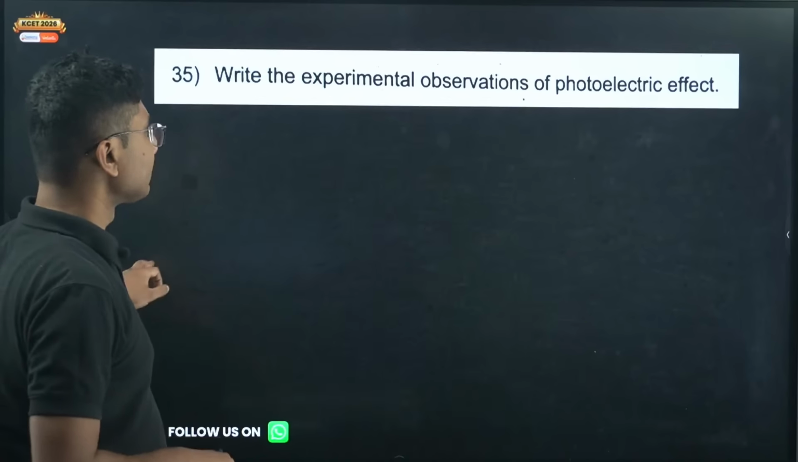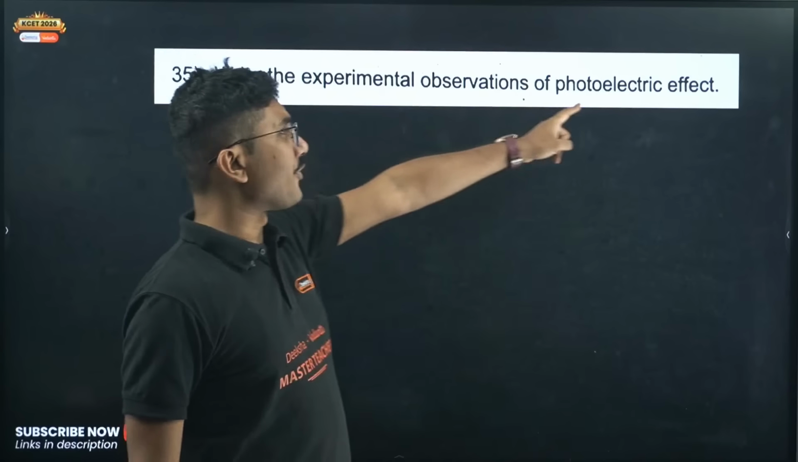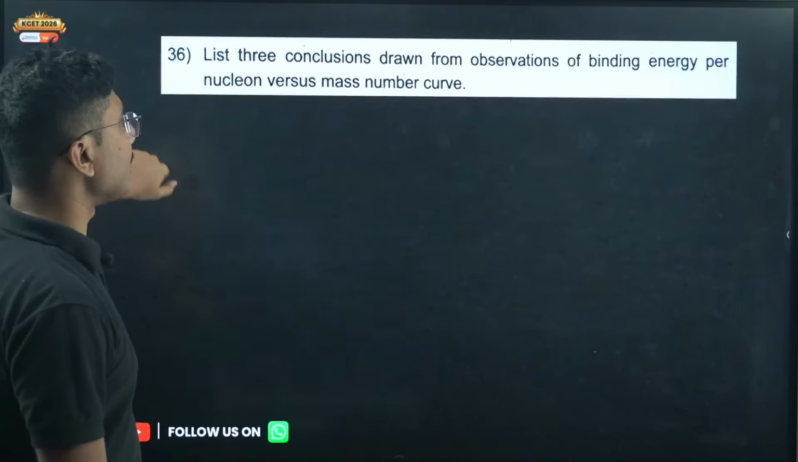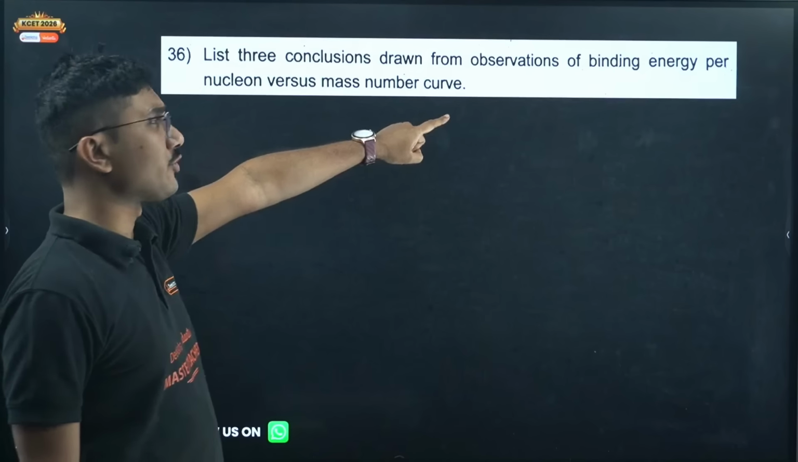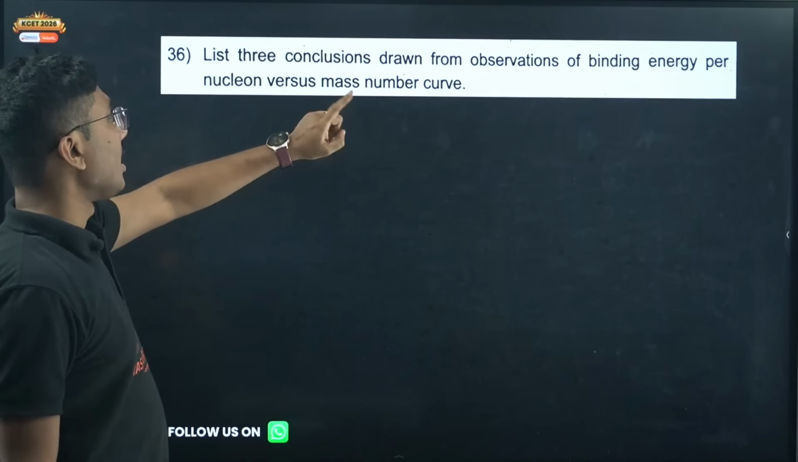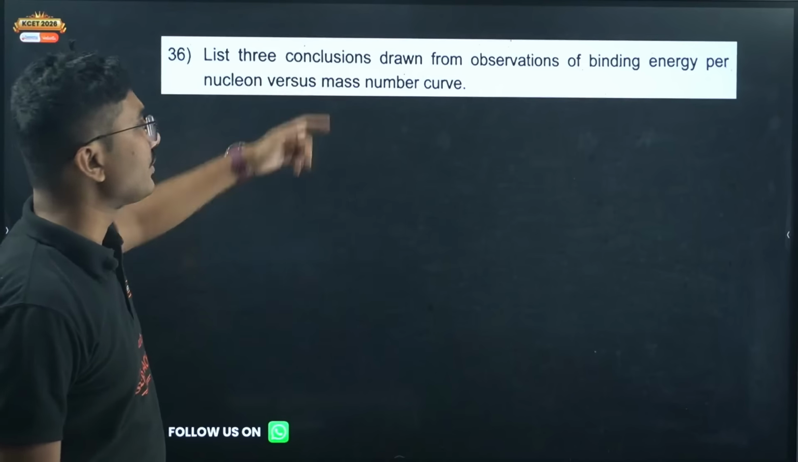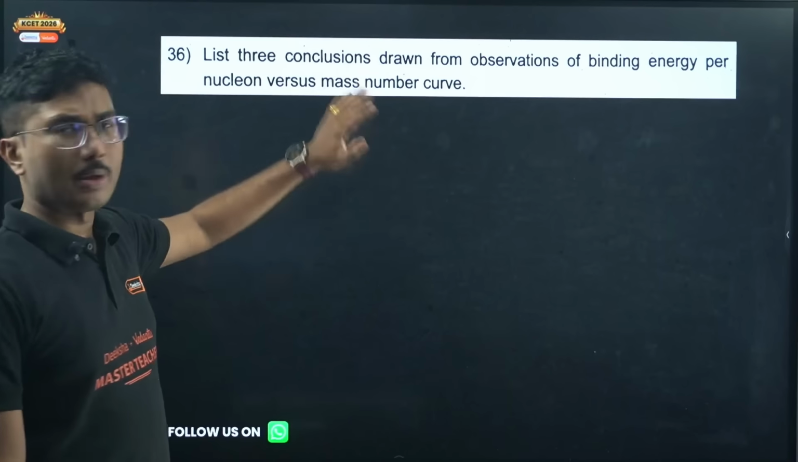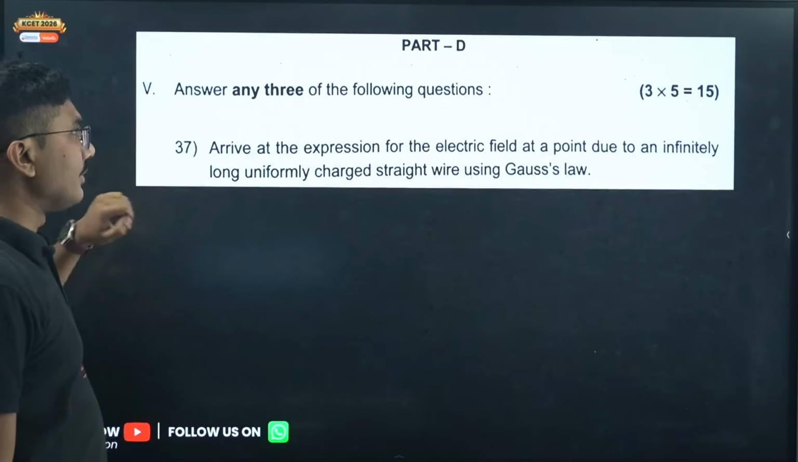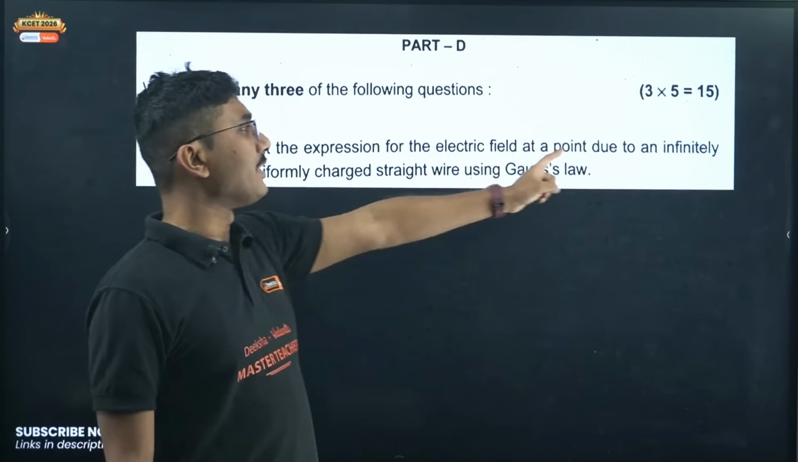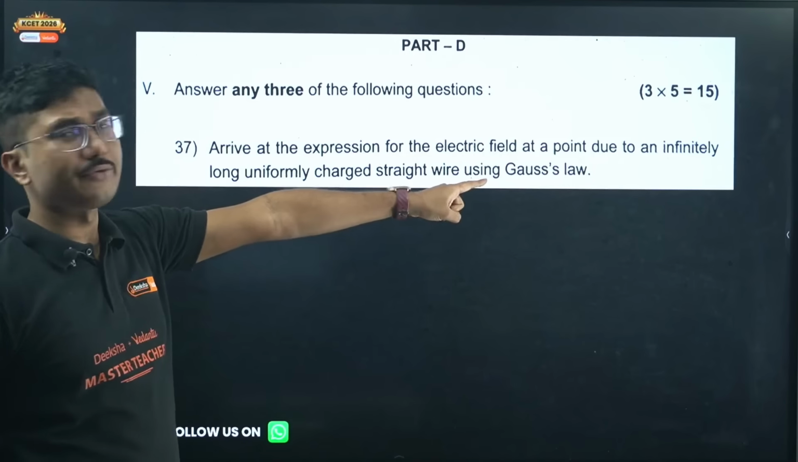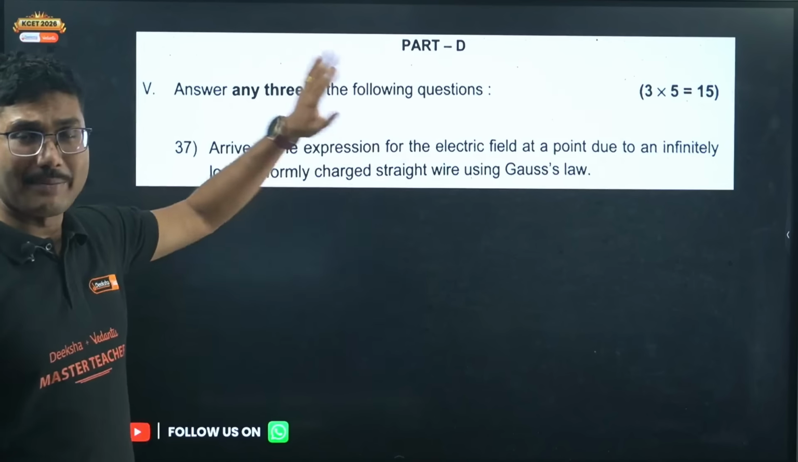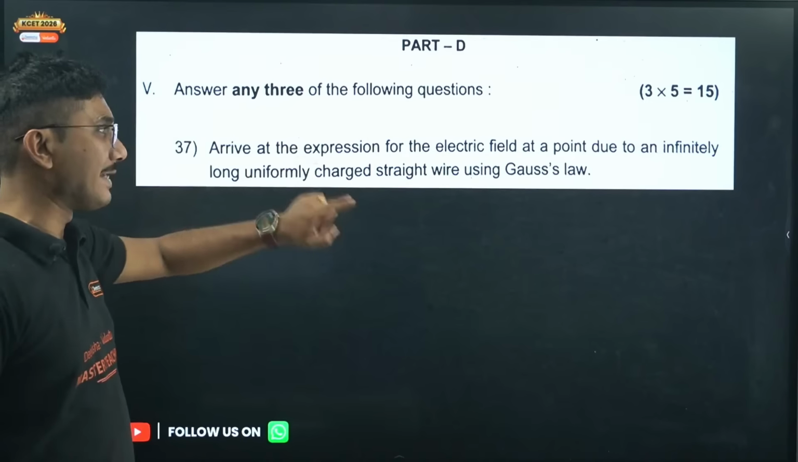Let's see. Write the experimental observation of photoelectric effect. Again, common question. List the 3 conclusions drawn from observations of binding energy per nucleon versus mass number curve. This is slightly uncommon, but again not difficult. Arrive at the expression for electric field at the point due to an infinitely long uniformly charged straight wire using Gauss's law. Common. I predicted this in the morning and it came.